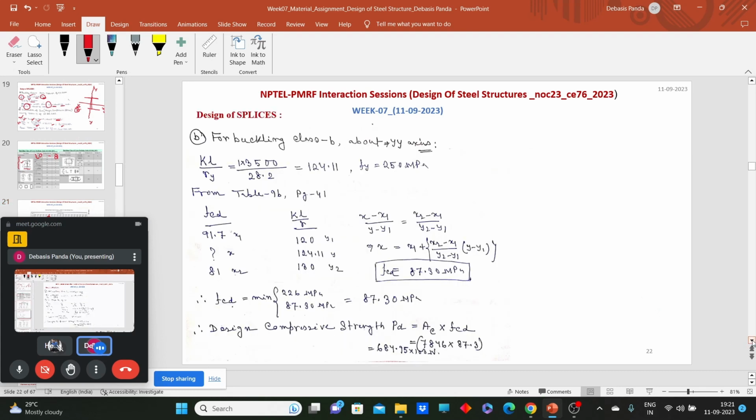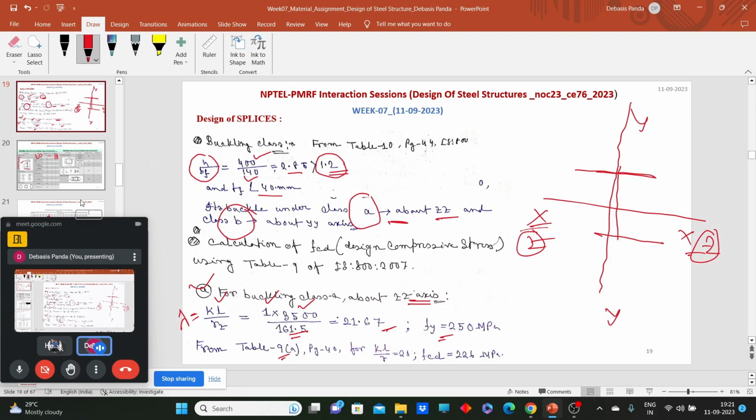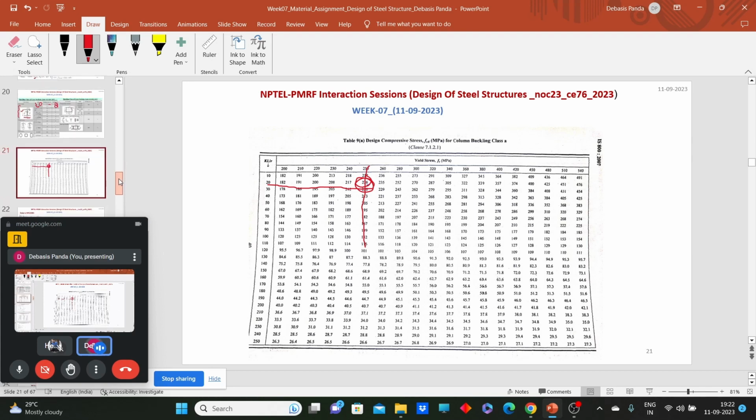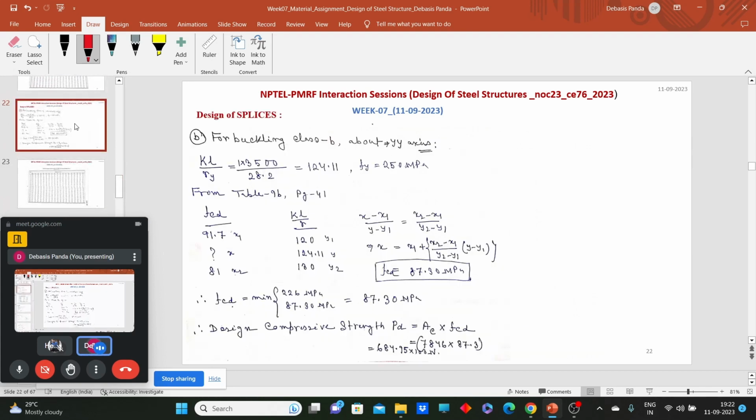So for that value, here we have done it for buckle class B. For buckle class A, the calculation is not here actually, so you can do the calculation from there. You can do the linear interpolation. Like for buckle class B, I will show you the calculations. For buckle class B, we have the value of lambda here.